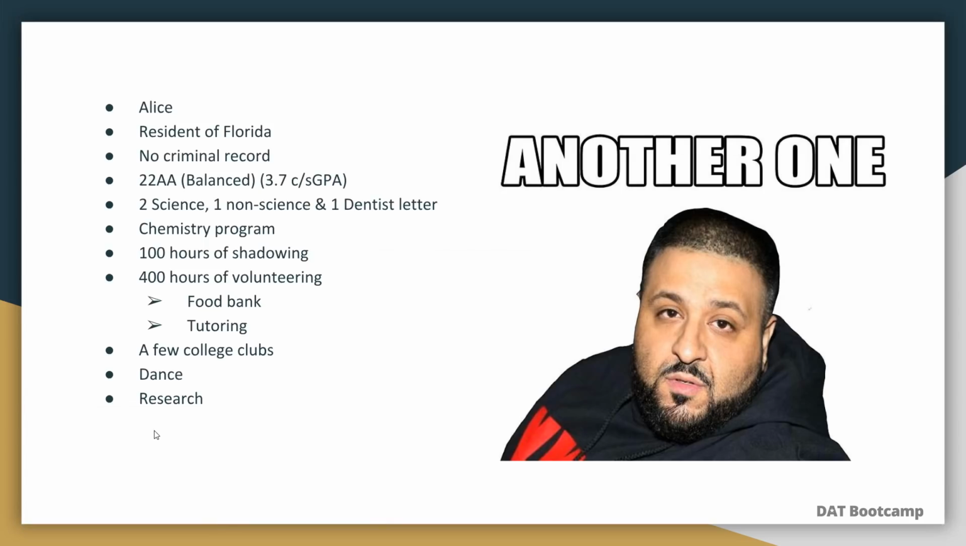Let's go on. So we got another example for you guys here. This time, let's take Alice. She's a resident of Florida, no criminal record, 22 academic average, 3.7 cumulative and science GPA, 2 science letters, 1 non-science letter, and 1 dentist letter. So she's pretty much covering the bases at most schools by doing that.